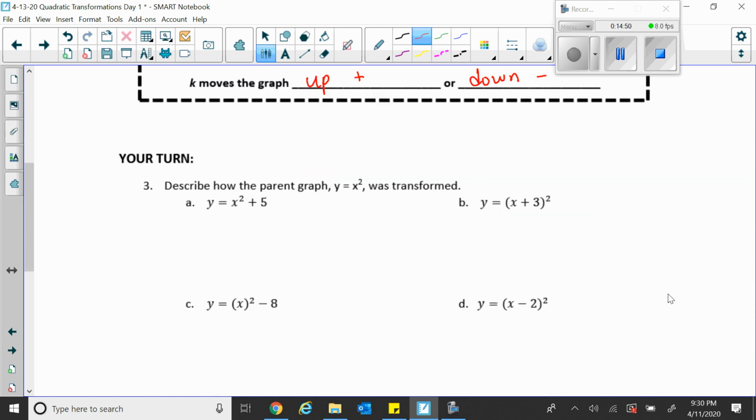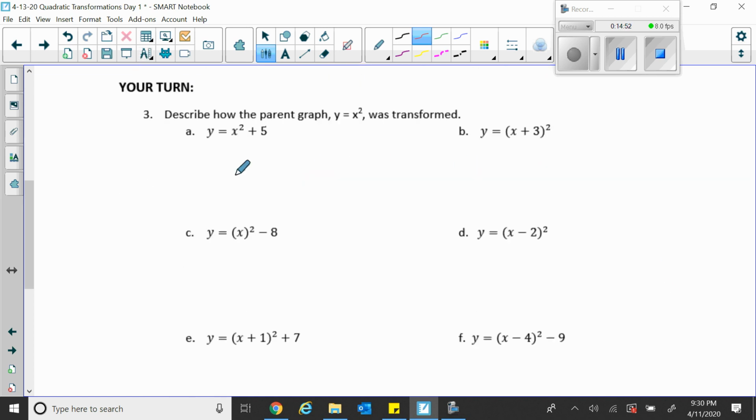So now you have these 6 problems, and you do not have to graph these. All I want you to do is tell me how is this graph going to change from x squared? Do you think it moved up 1, down 1, left 7, 8, whatever, right 9? That's what I want you to figure out. So that's all you have to write on A, B, C, D, E, and F on number 3.